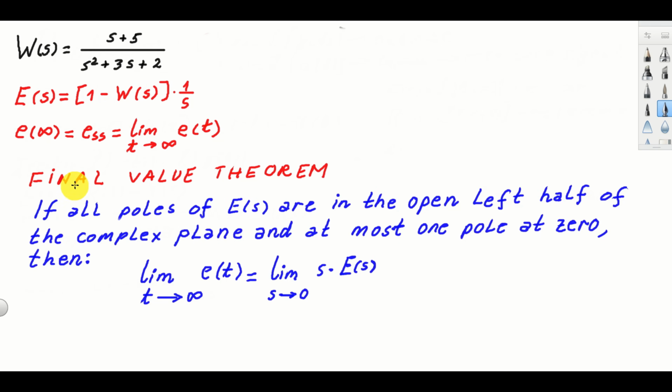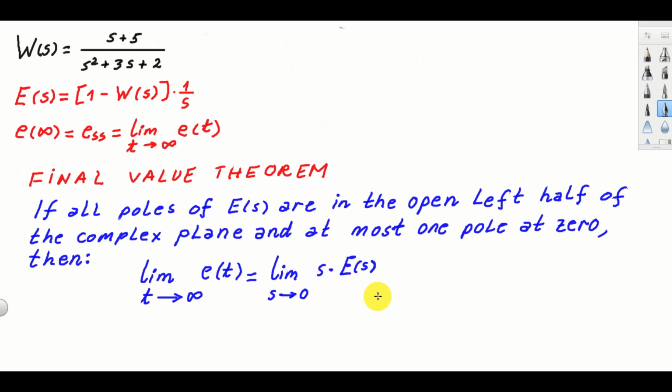Here is the statement of the final value theorem. If all poles of capital E of s are in the open left half of the complex plane and at most one pole is at 0, then the limit value when t goes to infinity of the time domain signal e of t is the limit value when s goes to 0 of s multiplying E of s.